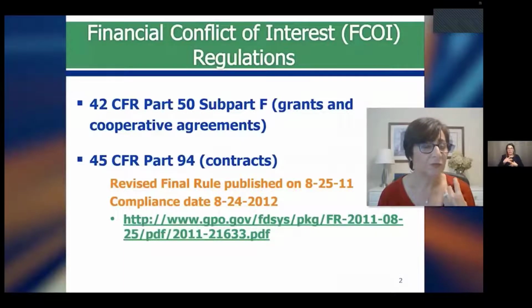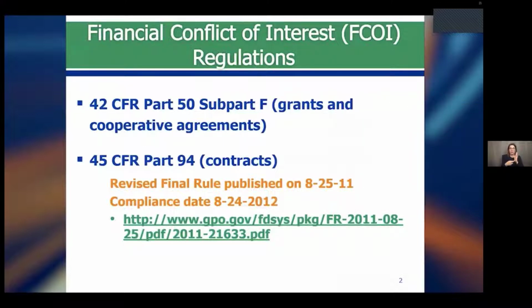Financial conflict of interest regulations are not new. The Department of Health and Human Services published regulations governing investigator financial conflict of interest in 1995, and in 2011, they revised the regulations. The regulatory citations are provided here on the slide. The first one is applicable to grants and cooperative agreements, and the second one is applicable to research contracts. We're going to focus our attention today on the grants and cooperative agreement regulation.